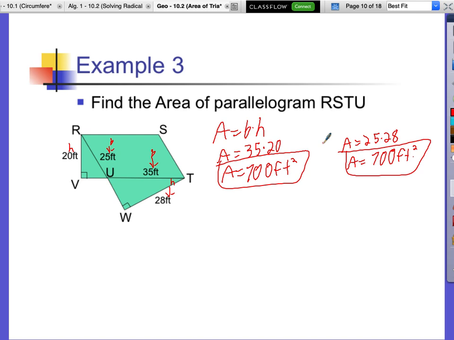28 and 25. So 25 is on one side of the parallelogram, right? If we call this our base instead of this, then what side is perpendicular to this? What length is perpendicular to that? This WT would then be our height. Okay, voices off. Any other questions on this?